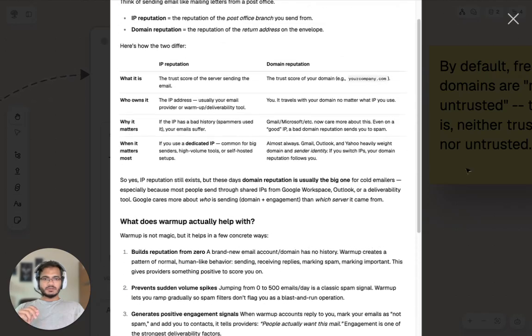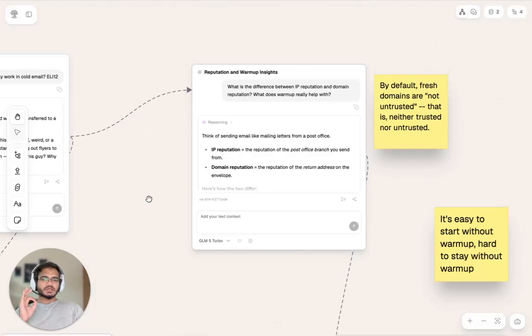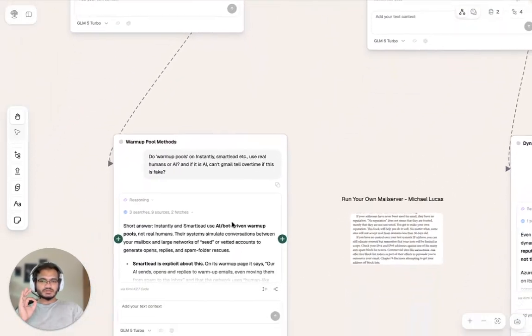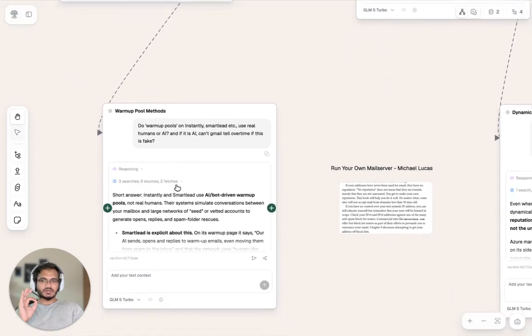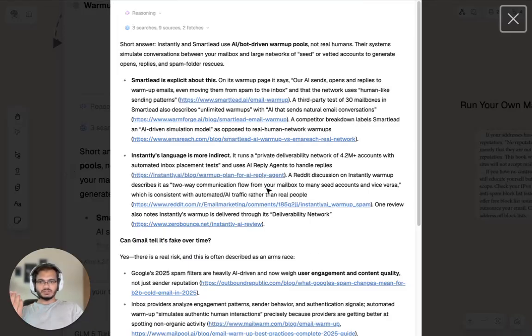But there is one downside to warmup, and it's a little bit more sinister, a bit problematic too. Because most of the warmup pools that you're going to use are using AI. They are not real human signals. So at best, they are going to be not harmful. At worst, they are going to be actively harmful.